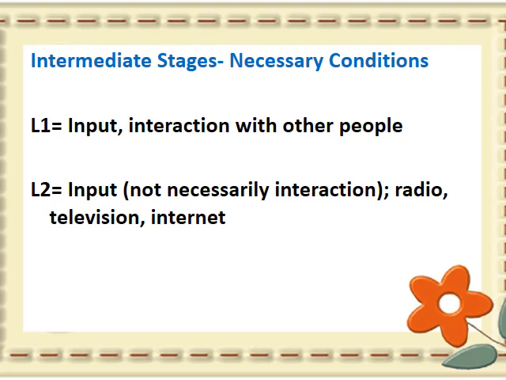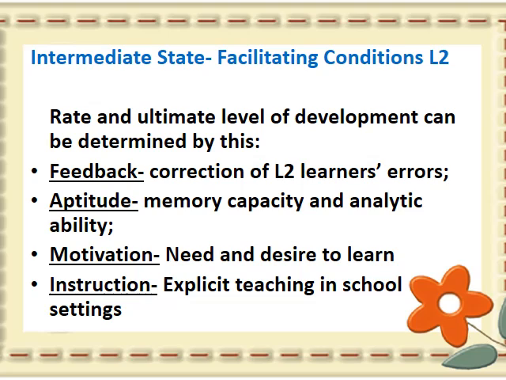This is about necessary conditions. The first language: input, interaction with other people. And the second language: input, not necessarily interaction, such as radio, television, internet. And the next one is about facilitating conditions, second language. Rate and ultimate level of development can be determined by this.